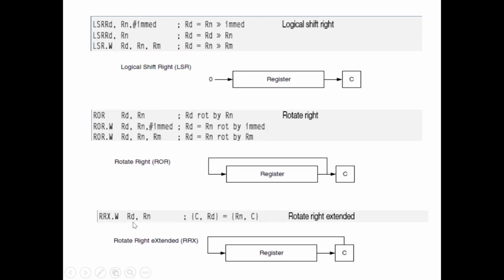So RRX.W Rd, Rn. The content of Rd will be rotated right, that is rotated right along with the carry by the number of times which is present in the register content Rn, the result will be stored back in Rd. So every least significant bit goes to C, that is carry. Carry will go to most significant bit.